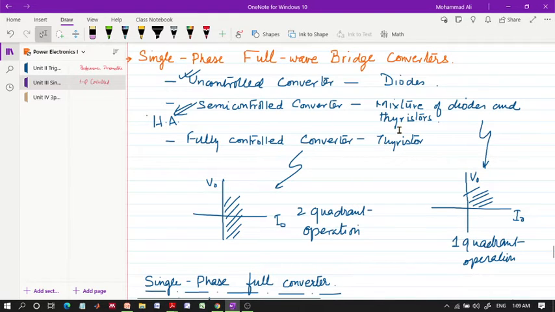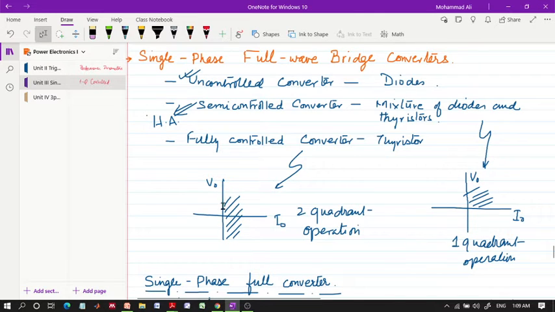In semi-controlled converter, what happens is we are having output current that is flowing in one direction, and output voltage is also in one direction. So we are having one quadrant, single quadrant operation. And in fully controlled converter, we are having two quadrant operation. That means the output voltage is available in positive as well as in negative direction, but the current is in one direction only.